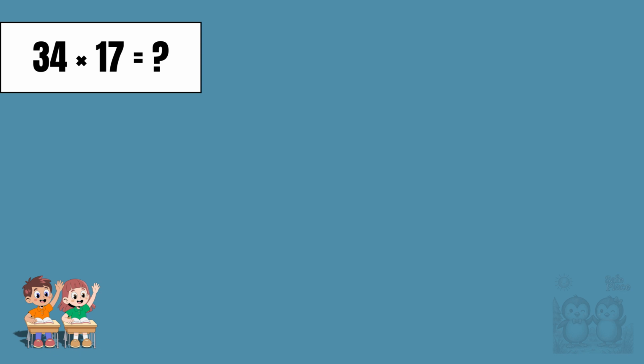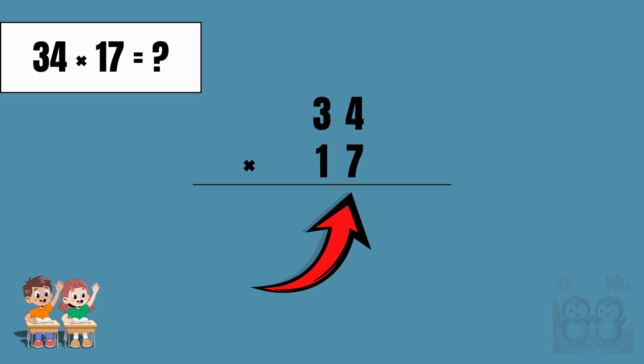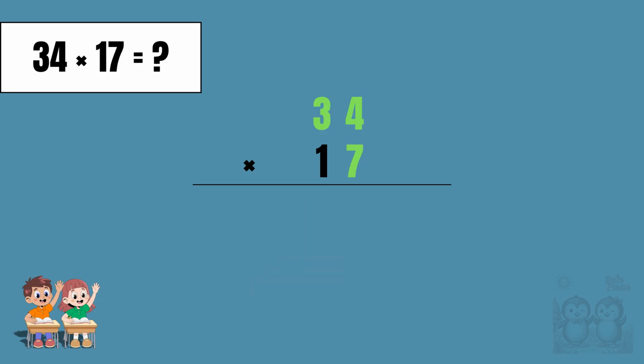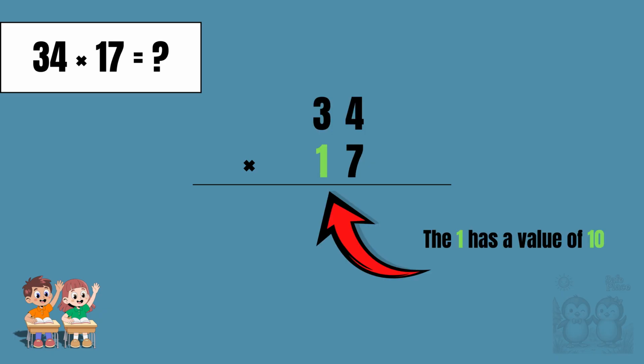Let's start with our second multiplication problem, 34 times 17. In our first step, we need to set the problem up. We write the numbers directly underneath each other so that the 1's digits are aligned and the 10's digits are aligned as well. Our calculation is split into parts. First, we calculate 7 times 34 and then 10 times 34. To explain this, we calculate 10 times 34 because the 1 in 17 has a value of 10.